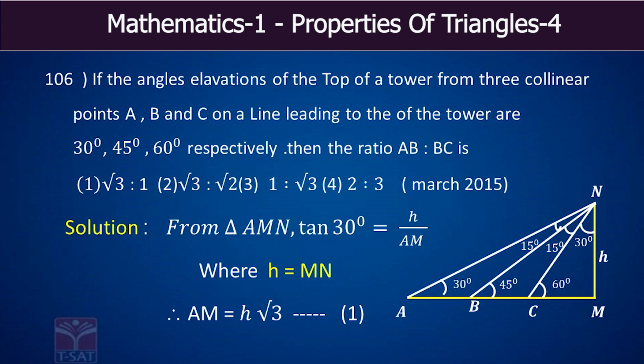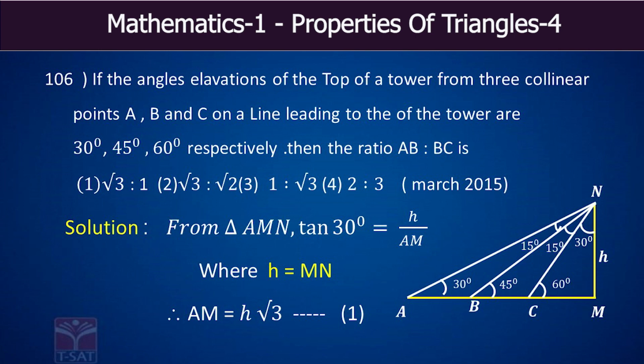If the angles of elevation of the top of a tower from 3 collinear points A, B and C on a line leading towards the tower are 30 degrees, 45 degrees and 60 degrees respectively, then the ratio AB is to BC is equal to: 1, root 3 is to 1; 2, root 3 is to root 2; 3, 1 is to root 3; 4, 2 is to 3. That is the Mains 2015 question.